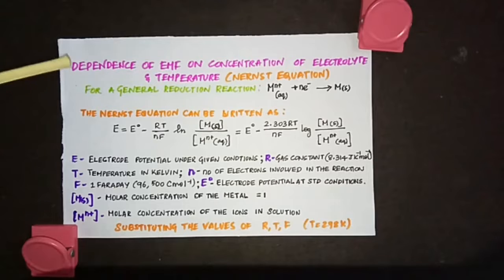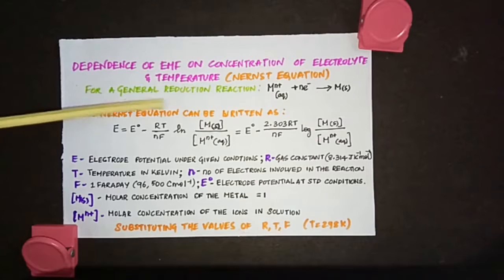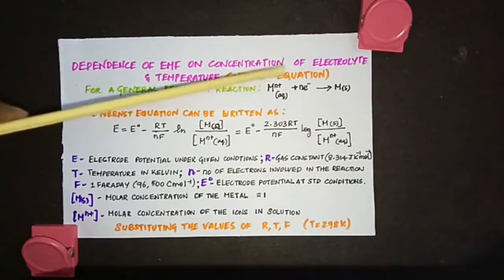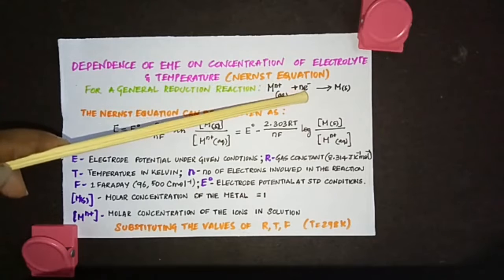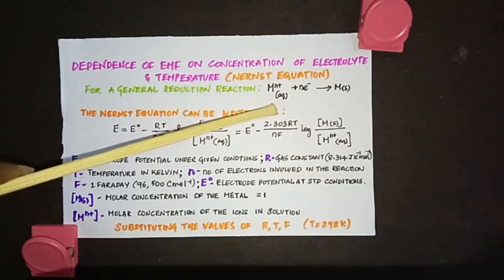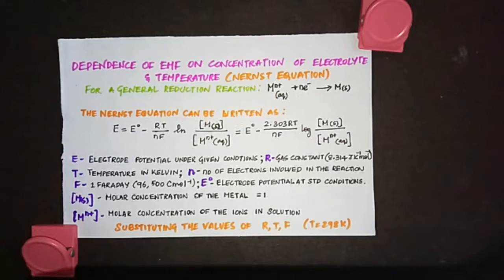I told you about the dependence of EMF on the concentration of the electrolyte and temperature. The EMF of the cell depends upon the concentration of the solution, and when the concentration is not 1 molar, we use the Nernst equation to calculate the EMF. So for a general reduction reaction, what is a reduction reaction? Addition of electrons. I'm taking the ion M^n+, and n electrons are added. If it is M^2+, here it would be 2 electrons. So M is the metal, M^n+ in aqueous solution reacting with n electrons to give you M solid. This is the general reduction reaction.